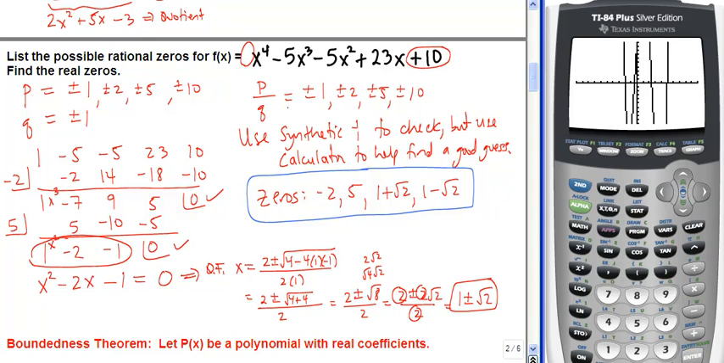So they're not nice rational numbers in our list. And notice also that they are what we call conjugates. They both look identical except that the sign in between them is opposite. And that's always the case when you're dealing with irrational zeros. They always come in conjugate pairs. Can't have one without the other.